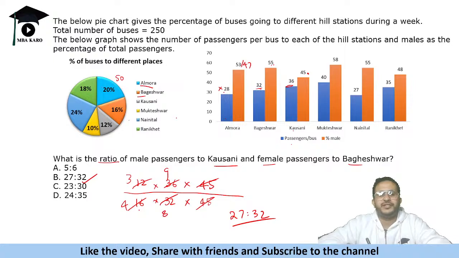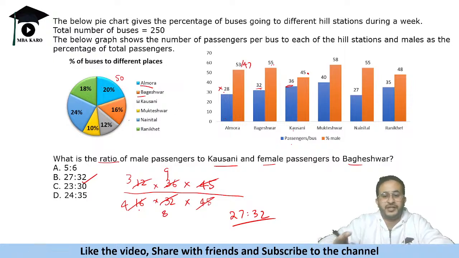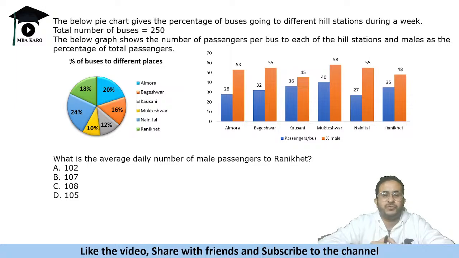Many students calculate actual values and then tell the ratio. No need to do that. If a ratio is asked, try to just take ratios of values. Okay, so let's look at the next question. What is the average daily number of male passengers to Ranikhet? Since it involves only one of the hill stations, we can find it.